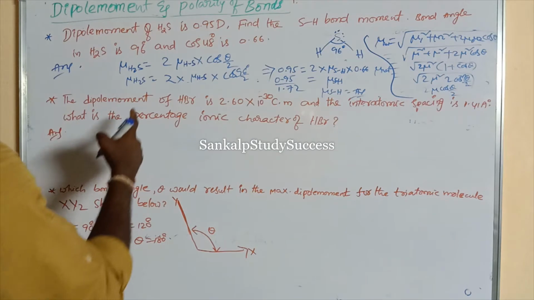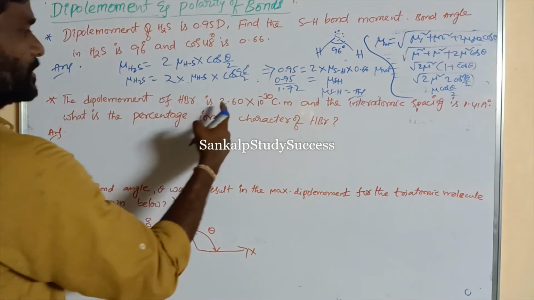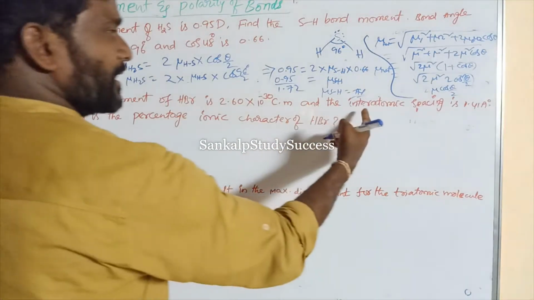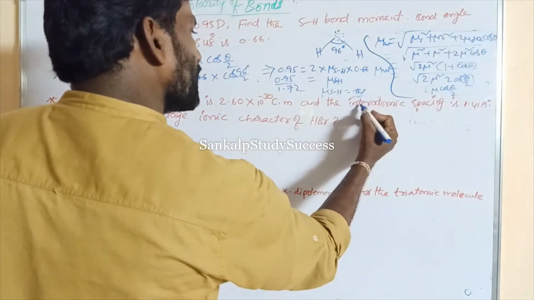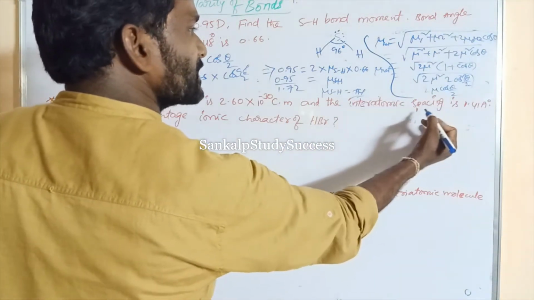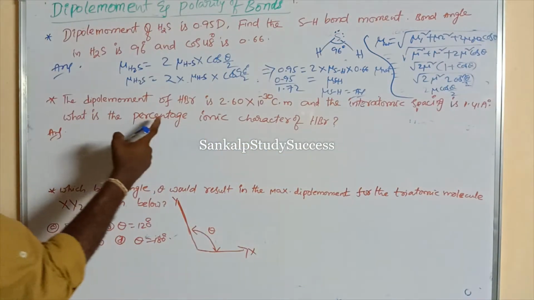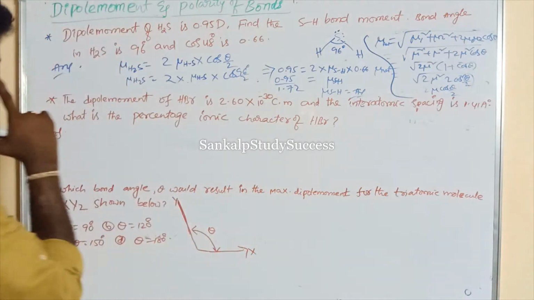Next question: the dipole moment of HBr is 2.60 into 10 to the power minus 30 coulomb meter, and the interatomic spacing is 1.41 angstrom. What is the percentage of ionic character of HBr?